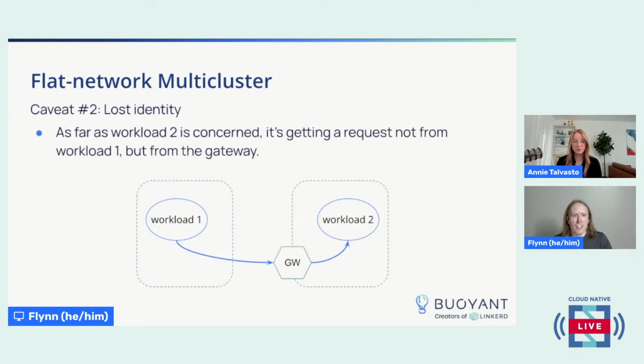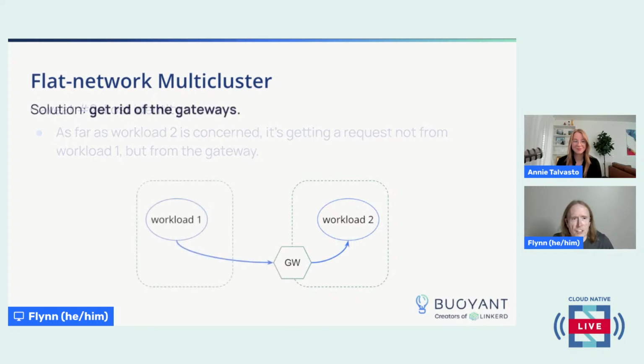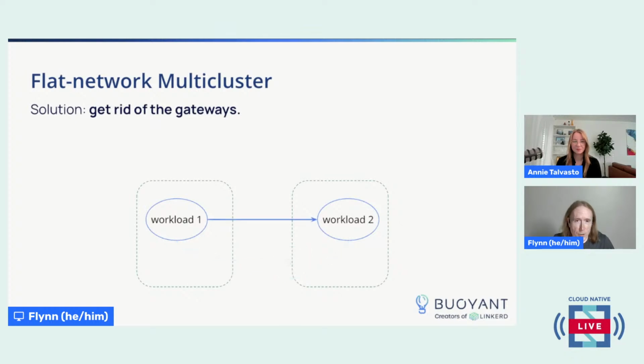The much more significant caveat was that the identity of workload 1 basically gets lost. Workload 2 sees the identity of the gateway, not workload 1. And that can make life really complex if you're trying to do authentication and authorization across clusters, which is a good thing, right? People would like that. So the basic solution that we adopted with 2.14 was just get rid of the gateways.